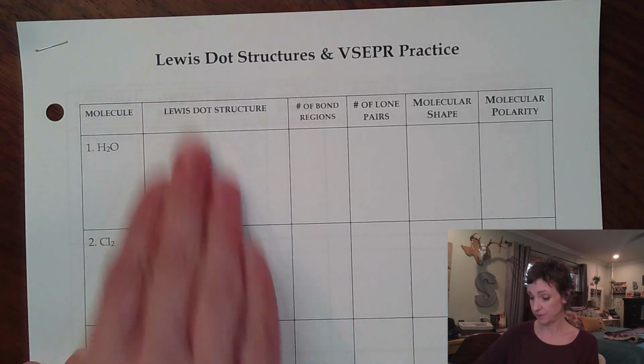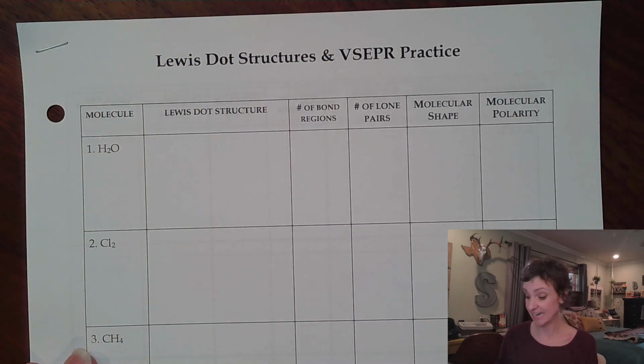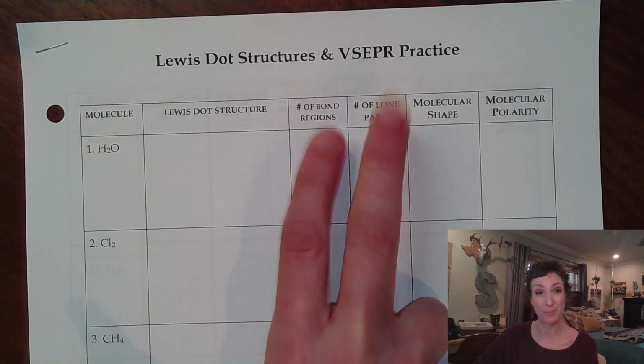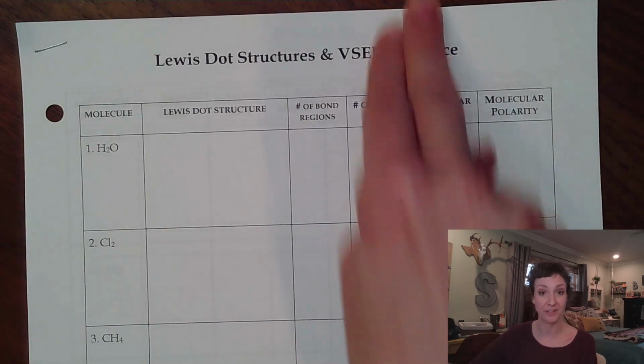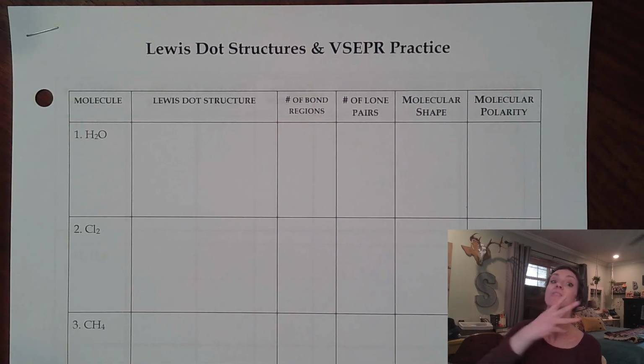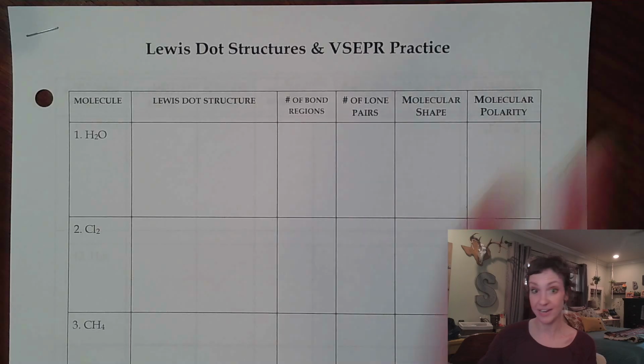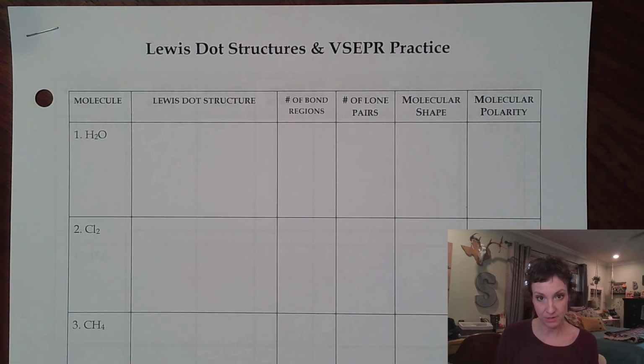We are just going to be focusing on the Lewis dot structure column today. Eventually, when we learn about the VSEPR shapes, we'll be able to fill in the number of bond regions and the number of lone pairs in order to write what molecular shape. And then eventually, we will still be able to figure out what the molecular polarity of the molecule is. But today, we're just doing our Lewis dot structures.